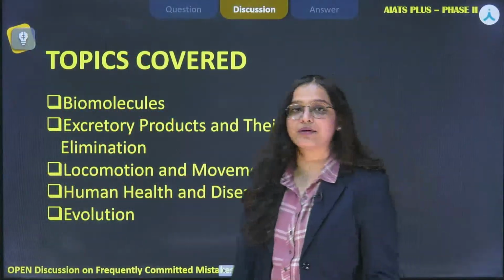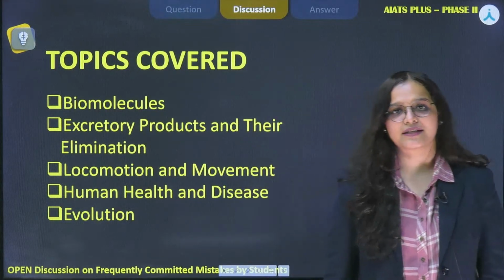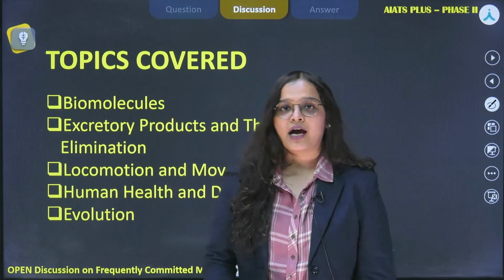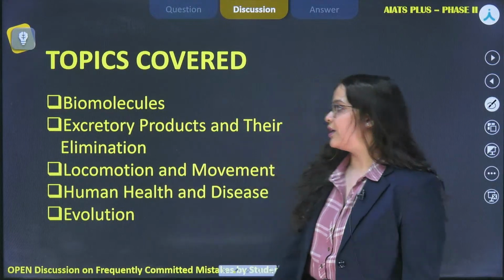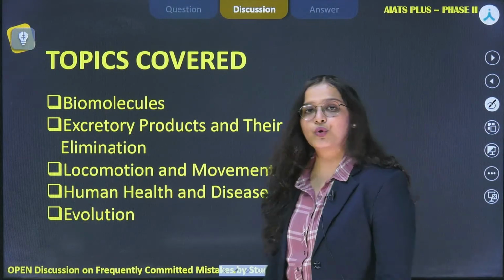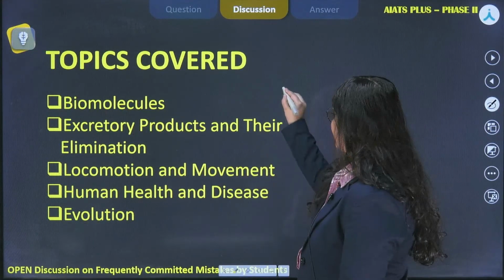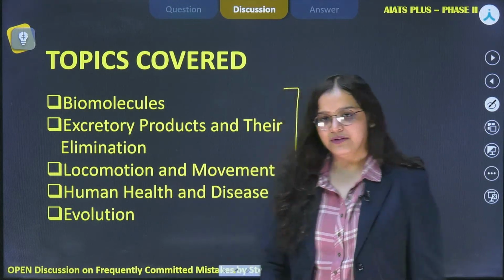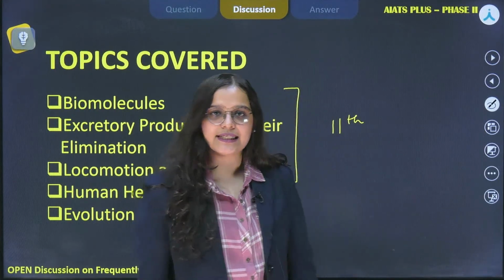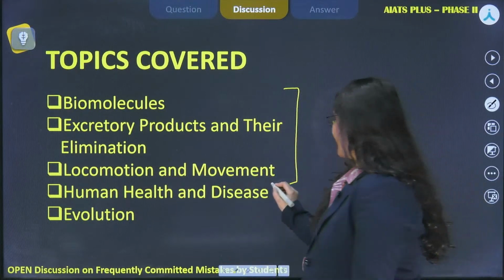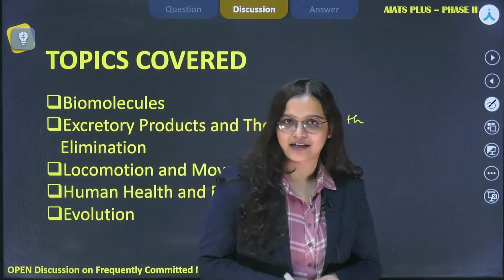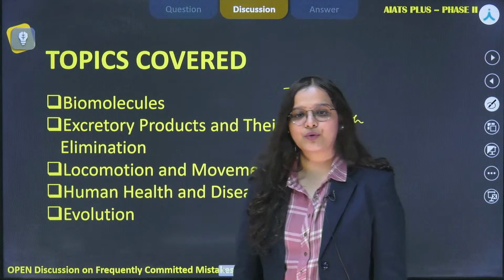As our ritual has been over the course of our discussion, we take up topics from these particular chapters: biomolecules, excretory products and their elimination, and locomotion and movement, which pertain to class 11th, whereas human health and disease and evolution pertain to class 12th. And I am Snehal, your zoology faculty at Aakash. So let us begin the discussion without wasting much time.